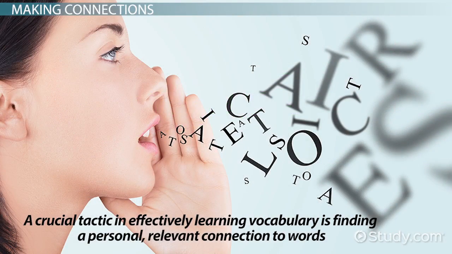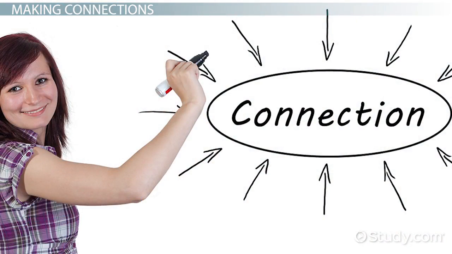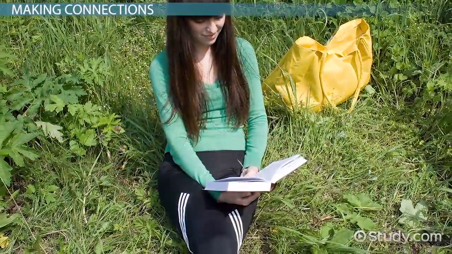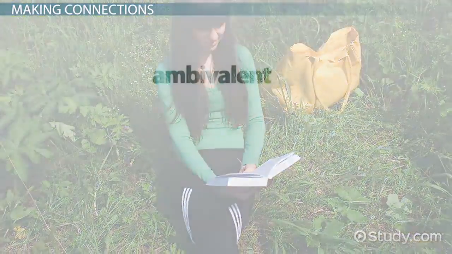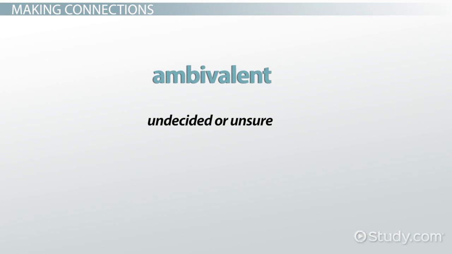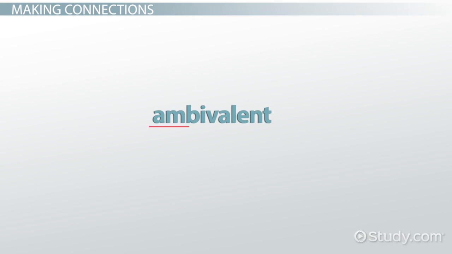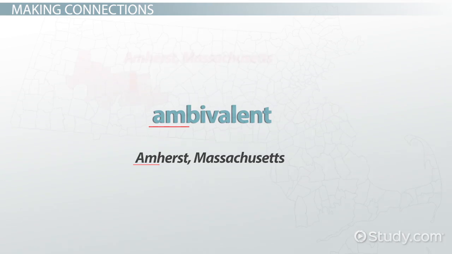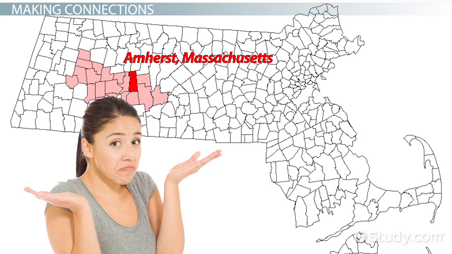A crucial tactic in effectively learning vocabulary is finding a personal, relevant connection to words. When people can make a clear link between a word's definition and something familiar to themselves, they will be able to remember and use the word more readily. Take the word ambivalent. It means undecided or unsure. To remember this meaning, you could connect the first syllable to another word with the same first syllable, like Amherst, Massachusetts. Making the connection that your friend was ambivalent about accepting a job in Amherst would help you recall the word even when it was used in a different context.